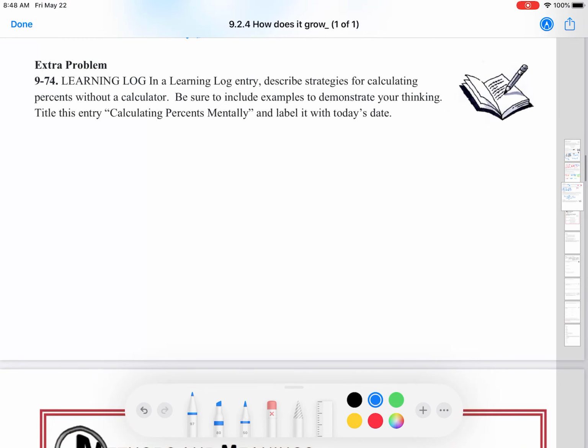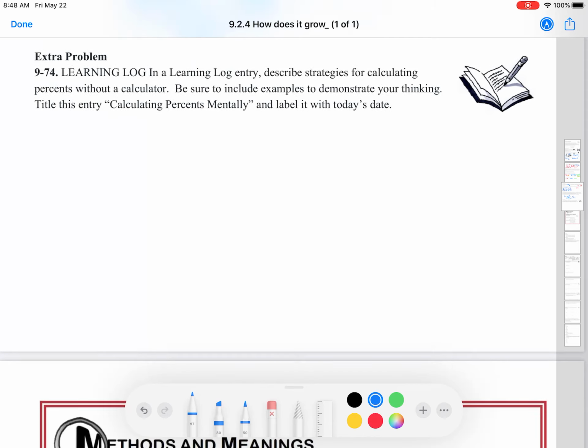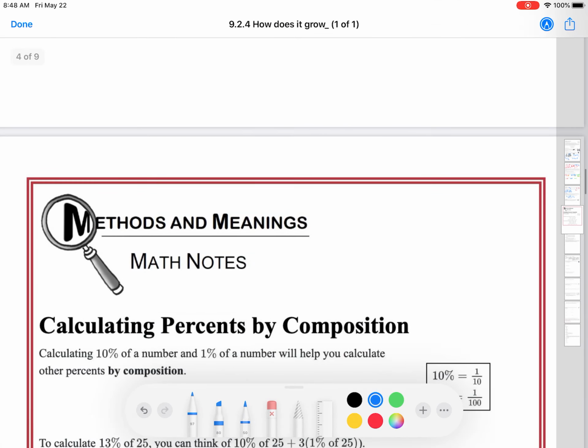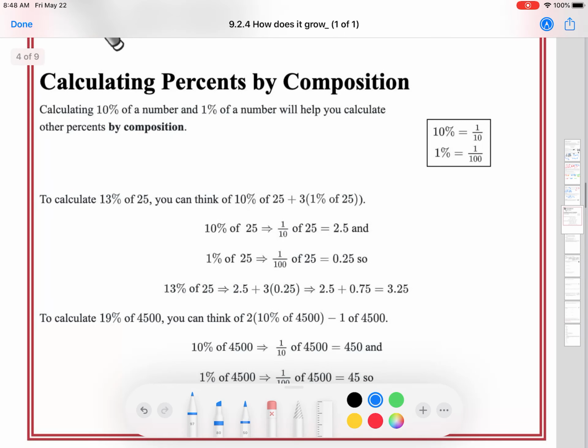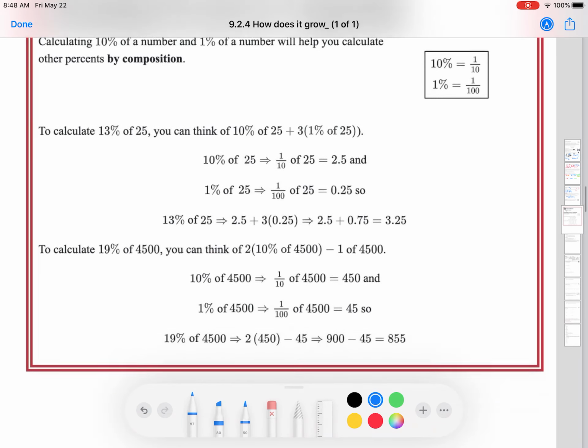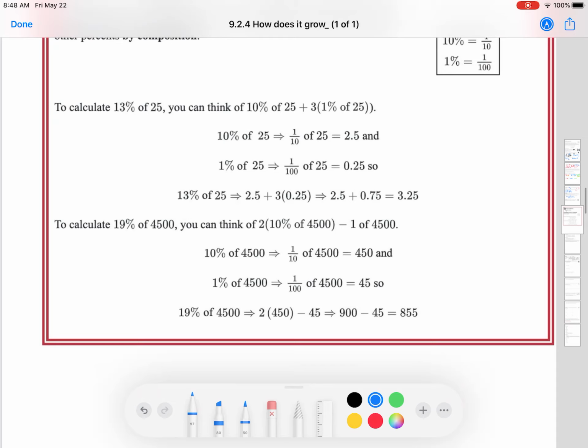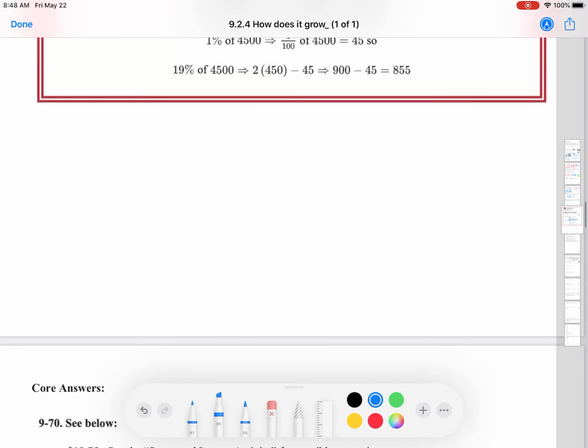Learning log. Take a moment to just kind of read and answer. Again, that's really good for you to work on developing your thinking. Okay. This is much like we've been talking a ton about, right? If you had to do 13%, find 10%, find 1% to get to 13, then put all that together, right? We've been working hard on that.